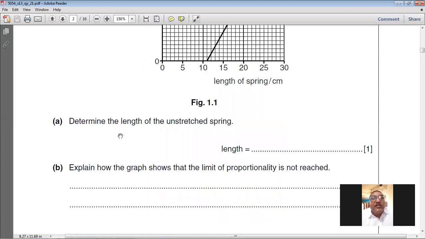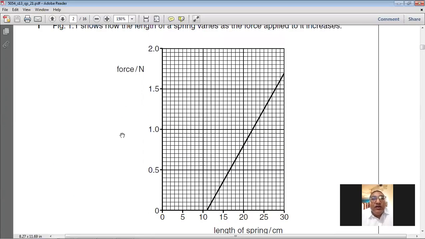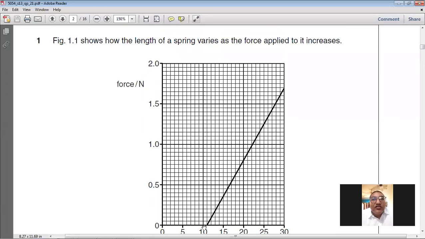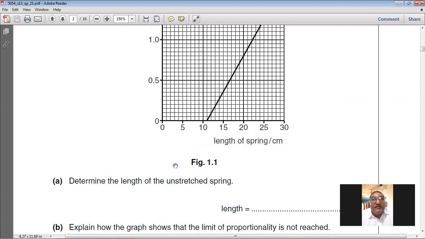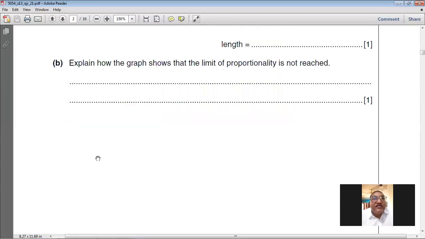Determine the length of the unstretched spring. Unstretched spring, when there is no load, what is the length? So when there is 0 load, the length is 11. Simple. So here you write 11 centimeter. The next question is B part.